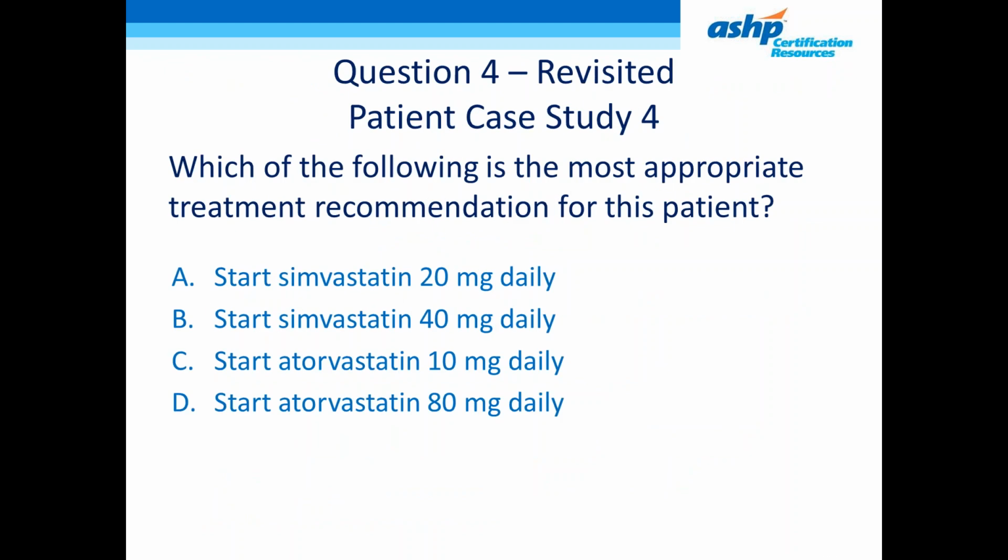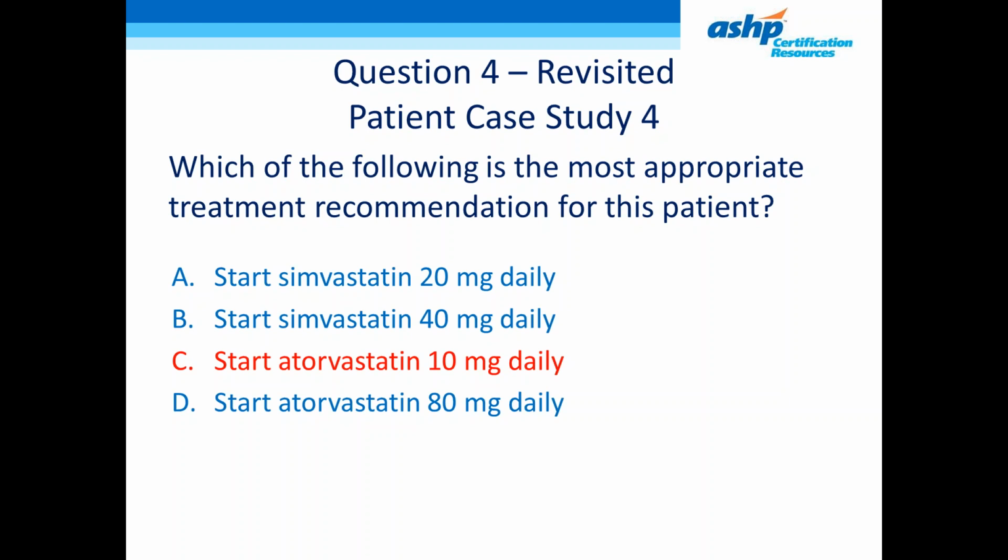Going back to this patient then, which of the following would be the most appropriate treatment recommendation for this patient? I believe that C, atorvastatin 10 milligrams daily would be the most appropriate treatment option for this patient. Now, we said that simvastatin 20 milligrams is the maximum dose that could be used in combination. That was option A. Now remember, this patient is on amiodarone 400 milligrams, which is a higher daily dose, and simvastatin 20 milligrams would be the maximum dose recommended.